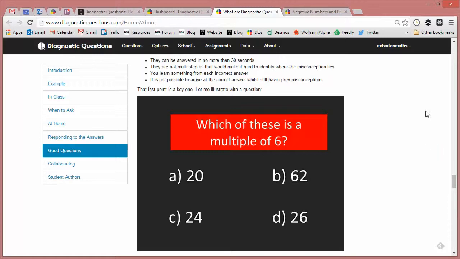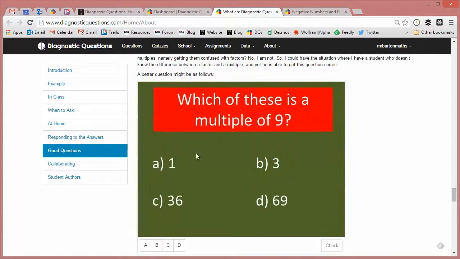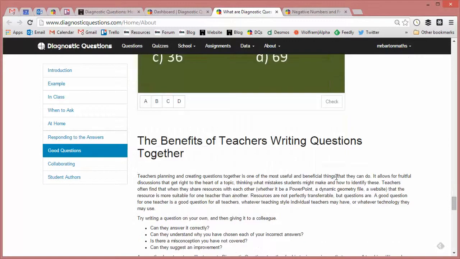And for me, the reason this is not the best question in the world, mainly, is because there's no factors on there. And I find that's the biggest misconception students have with factors and multiples, and that's mistaking factors for multiples. So students may well stumble upon the right answer of 24 here without actually being able to demonstrate that they don't have that misconception of mistaking factors with multiples. For me, this is a much better question. Which of these is a multiple of 9? There's some factors chucked in there, there's 69 chucked in there, just in case students think that multiples end with the same number, and so on.